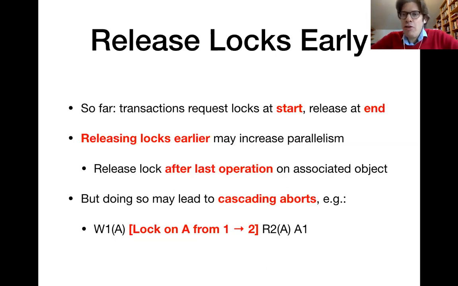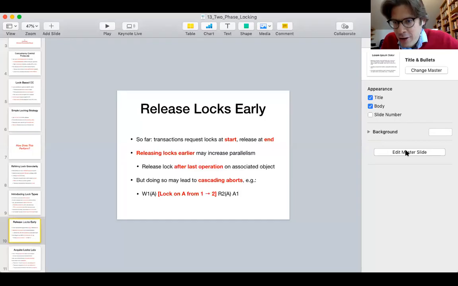Here we only talk about influence because one transaction reads a value written by another transaction. So in this case, if transaction 2 had read a different object than A, we wouldn't have a cascading abort. Great question. Let me quickly move the chat to the side.